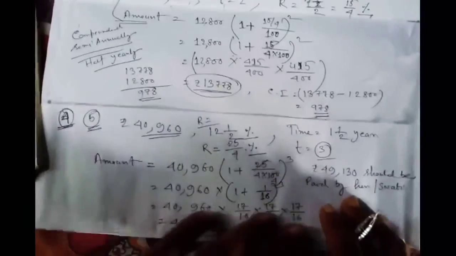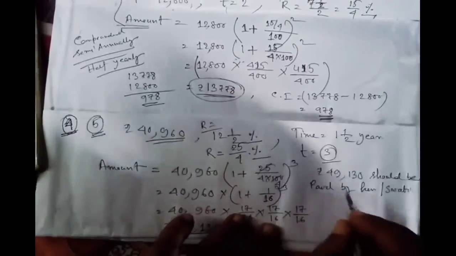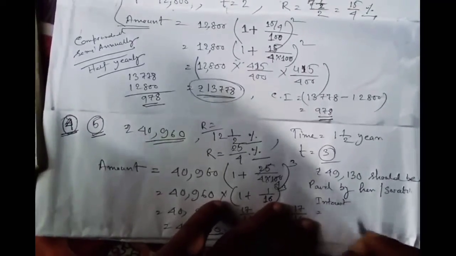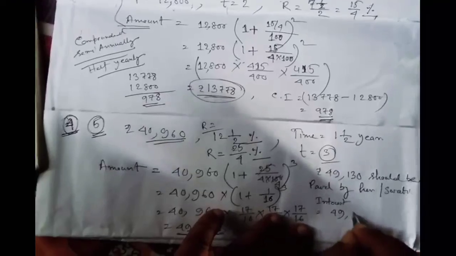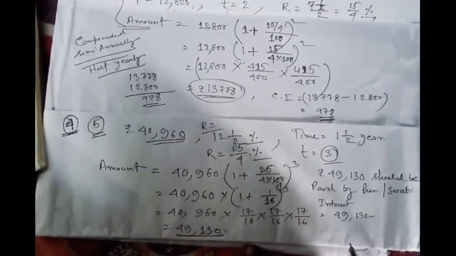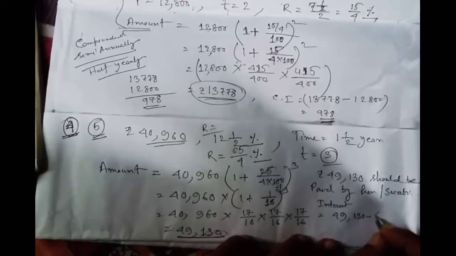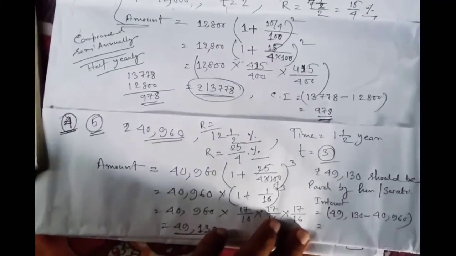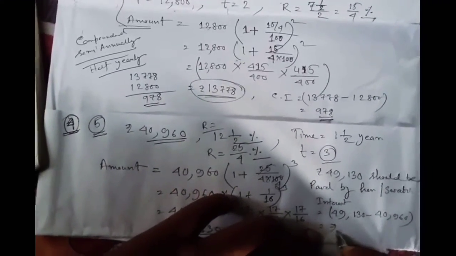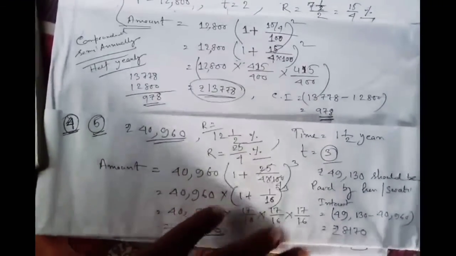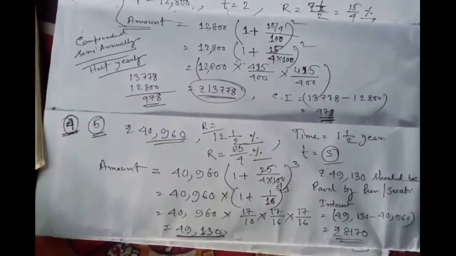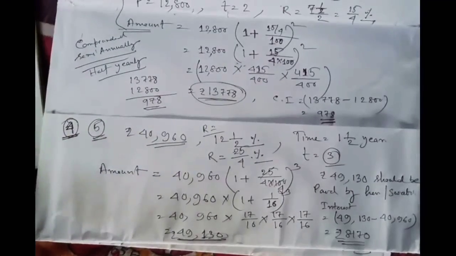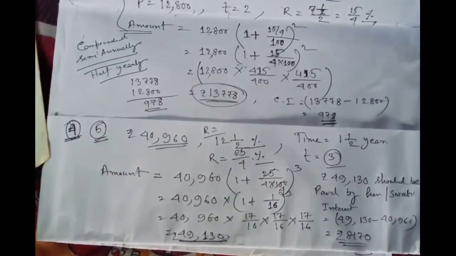and the interest equals 49,130 minus 40,960, that will be the interest. So rupees 8170. So that is the interest should be paid by her, and this is the amount, rupees 49,130. This is exercise 11C, question number 5.